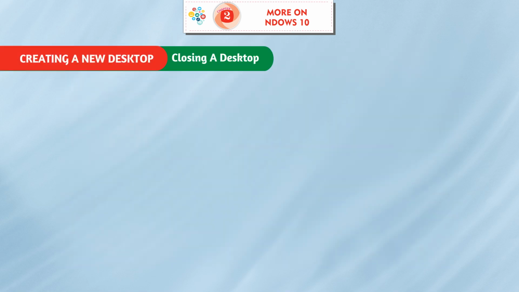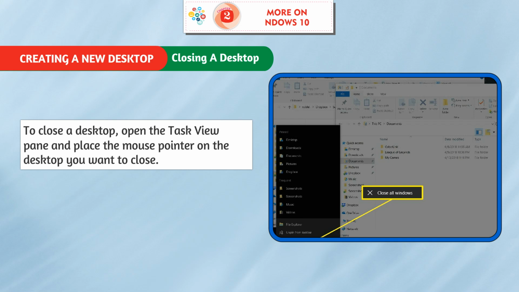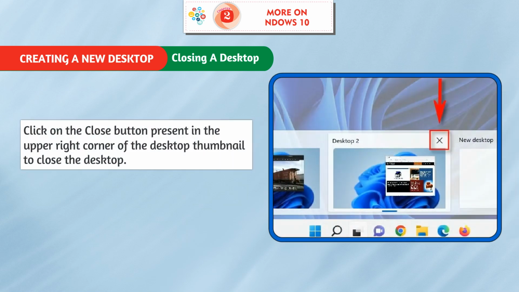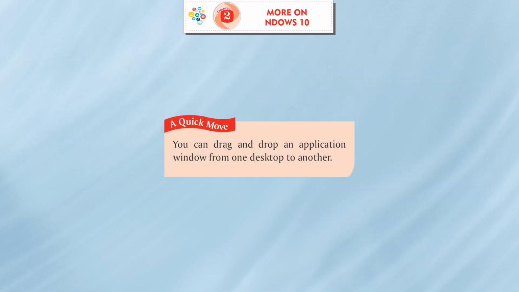Closing a desktop. To close a desktop, open the Task View pane and place the mouse pointer on the desktop you want to close. Click on the Close button present in the upper right corner of the desktop thumbnail to close the desktop. A quick move: you can drag and drop an application window from one desktop to another.